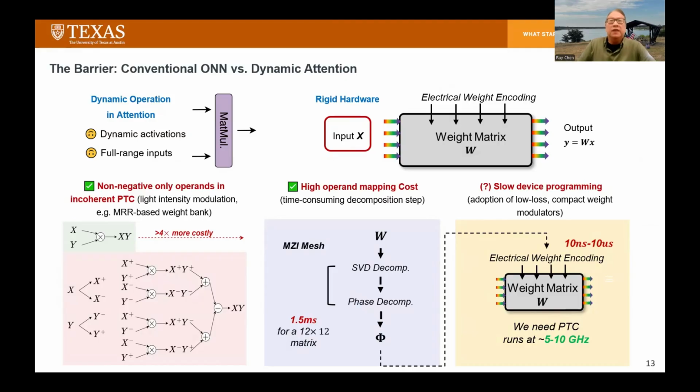Before we answer that, it helps to highlight three key frictions that show up when we try to run transformers on conventional photonic chips. First is the sign conflict. In many incoherent photonic systems, optical intensity is inherently non-negative.